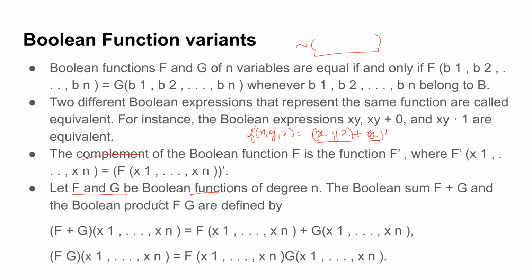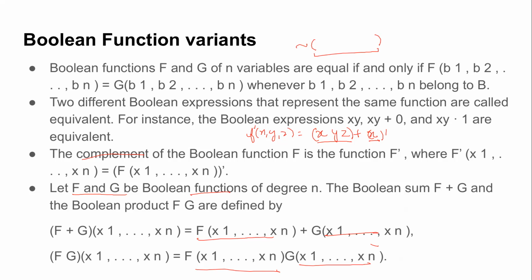Okay, their sum or product will simply be the sum of their respective Boolean functions or product of their respective Boolean functions. Long story short, from these two slides, what you infer is two things. Every Boolean function can have an equivalent Boolean expression, and all the operations you can do on Boolean expressions can be done on Boolean functions as well, whether it's negation, complementation, Boolean sum, or Boolean product.